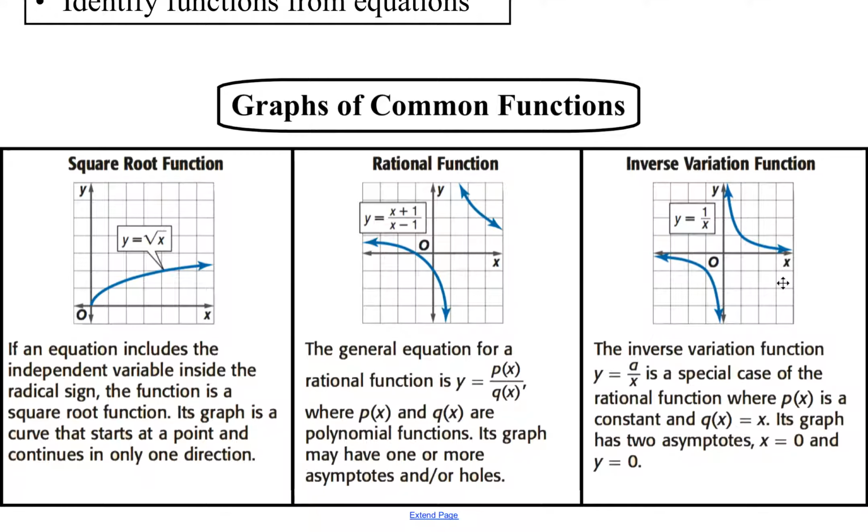And then the inverse variation function is a specific example of the rational function where the numerator is a constant function, it's just a number. So you might have like 1 over x or 3 over x, something like that. And so that one is a special case of the rational function.